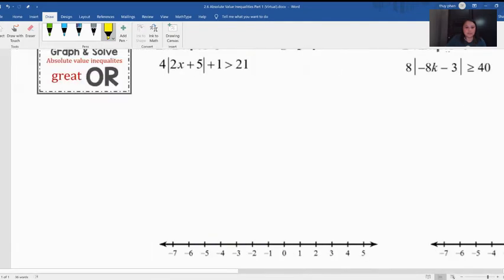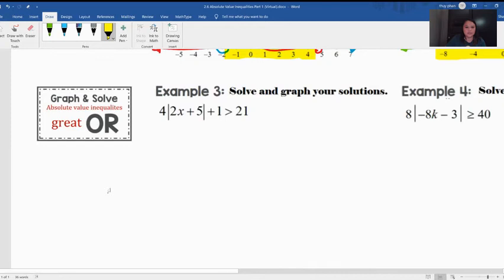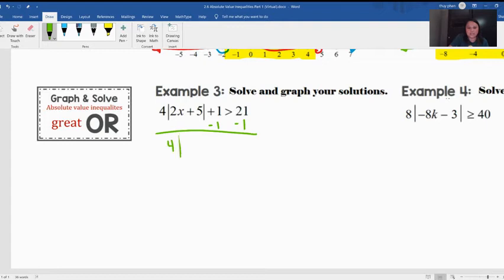Let's take a look at the ors. So we're going to do the same thing with or, but it says example 3, solve and graph your solutions. Remember, you can't determine if it's an or until you actually isolate and get it as a distance inequality. So I'm going to subtract 1 from both sides first, and I get 4 times the absolute value of 2x plus 5 is greater than 20.